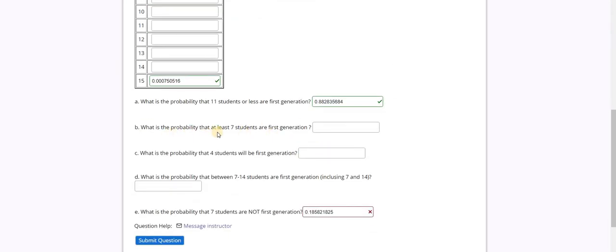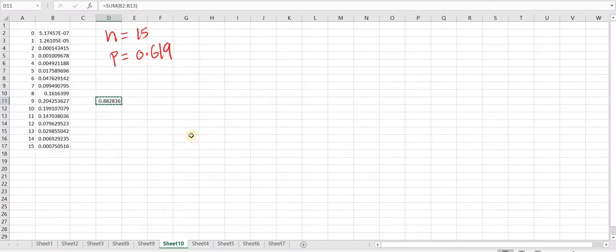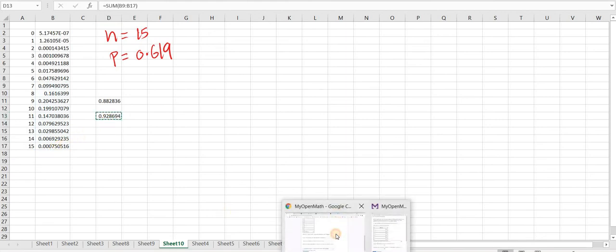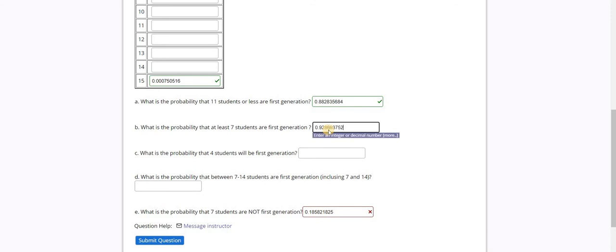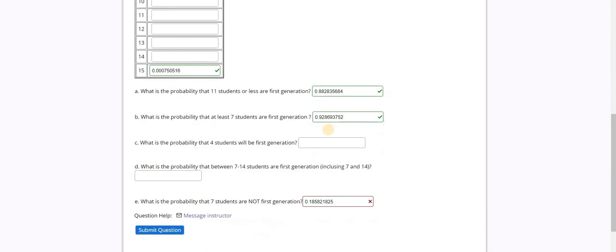What is the probability that at least 7 students are first-generation students? At least 7, that means 7 or more. So 7 or more means I'm going to add all of these probabilities, 7 and more. So I'm going to say here, sum of 7 or more students. And then I'm going to copy that, and I will paste it into my answer box.